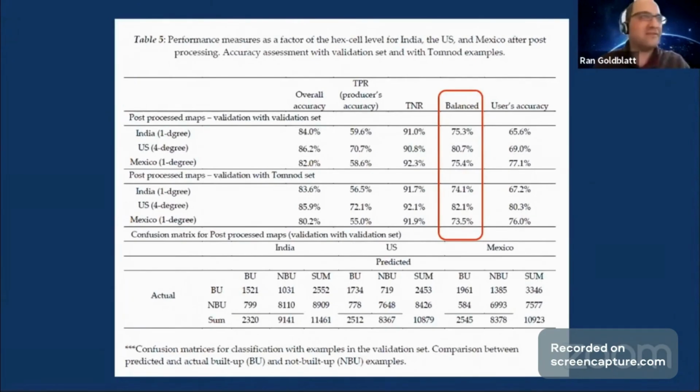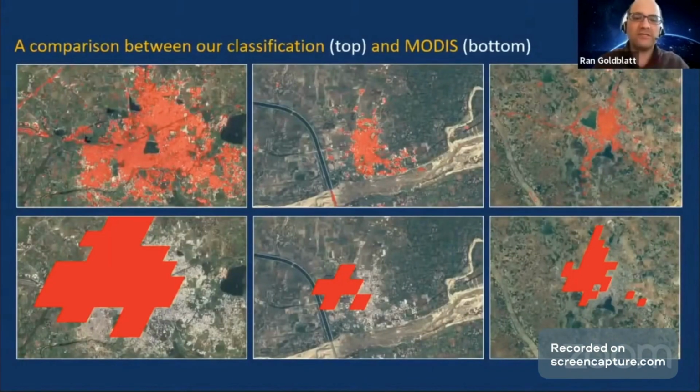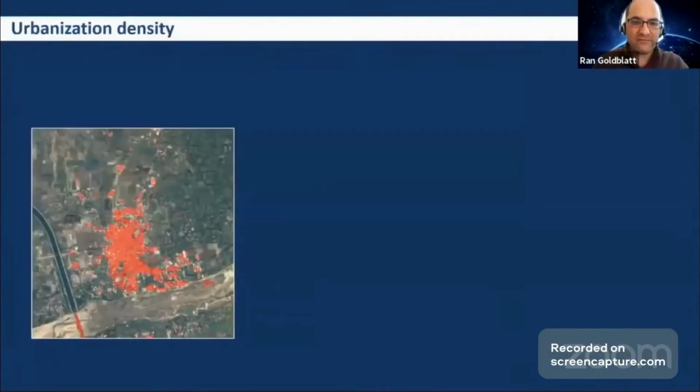Also consider the fact that this whole workflow, this whole methodology, is automatic. We do not rely on manual labeling. The only manual labeling that we did was for the validation. And here I just wanted to show you the results of our automatic classification of built-up areas compared to, for example, MODIS classification, one of the classification schemes that is widely used for land cover and land use mapping. So you can see that this method is quite effective.